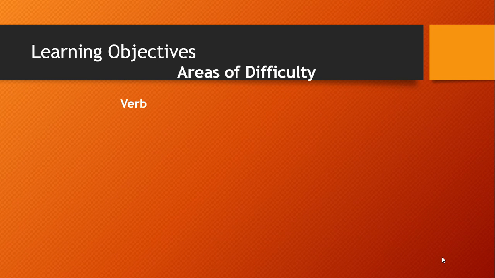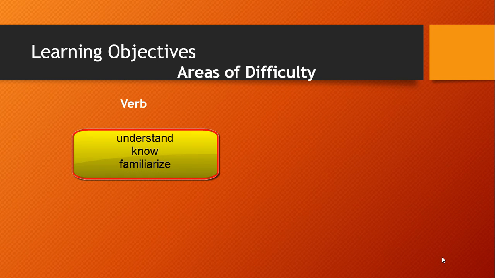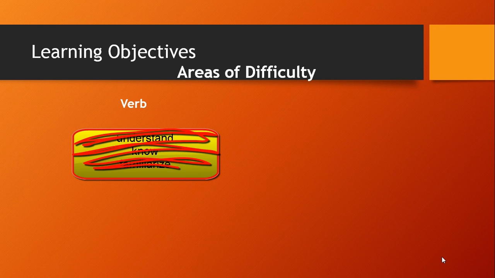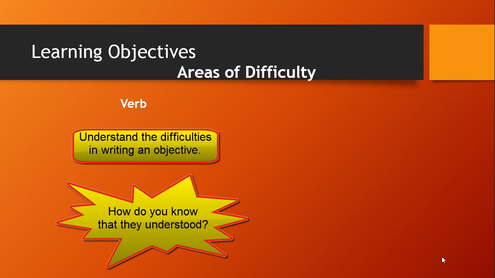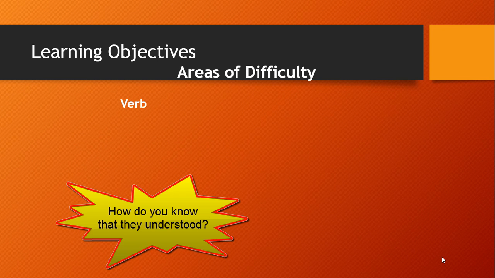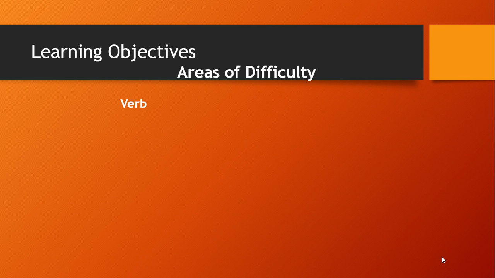But even those lists include words like understand and know and familiarize, words that really don't help you determine that a person knows something. For example, if they say they understand the difficulties in writing an objective, well, how do you know that they understand? If you cannot answer that question quickly, then you won't be able to determine that they learned this.